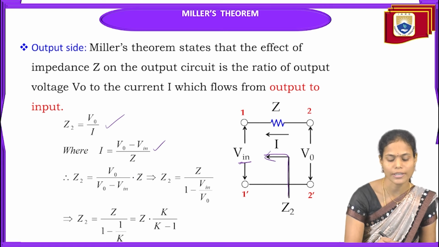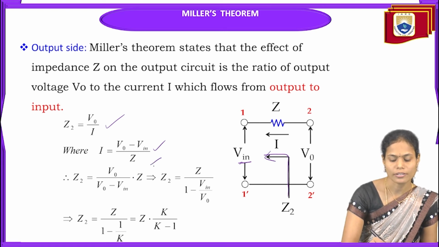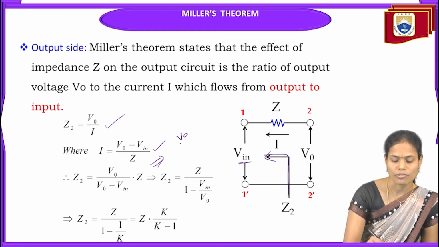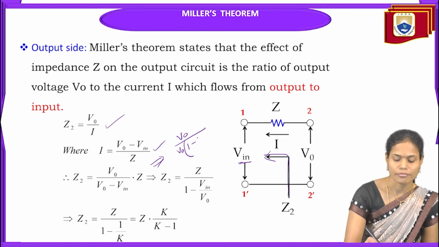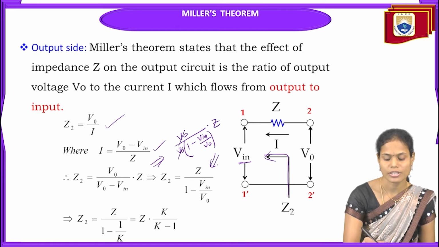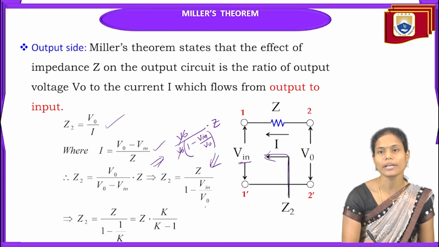That is Z by V naught by V. Again, in this equation, in the denominator, take V naught common. What we will get? 1 minus V in by V naught. So V naught will get cancelled. We will get it as Z by 1 minus V in by V naught.